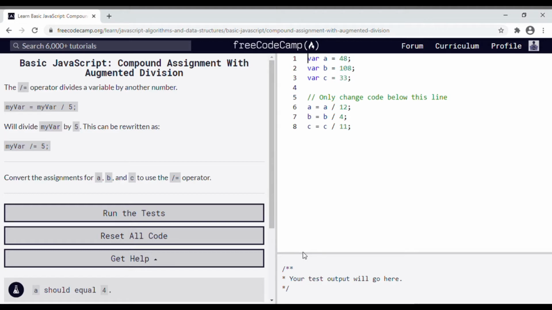Convert the assignment for a, b, and c to use the /= operator. So it wants you to do basically the same. So a = 48, b = 108, c = 33. Only change code below this line. So you get rid of that and you put the /= here.